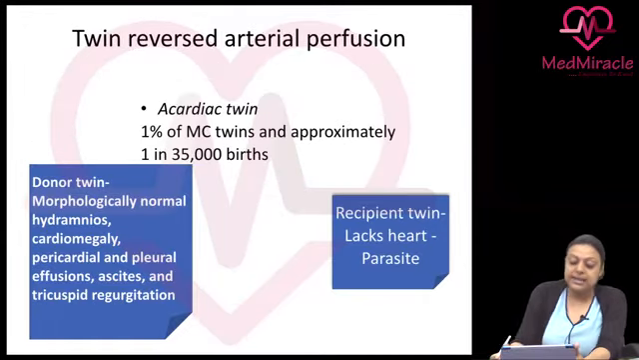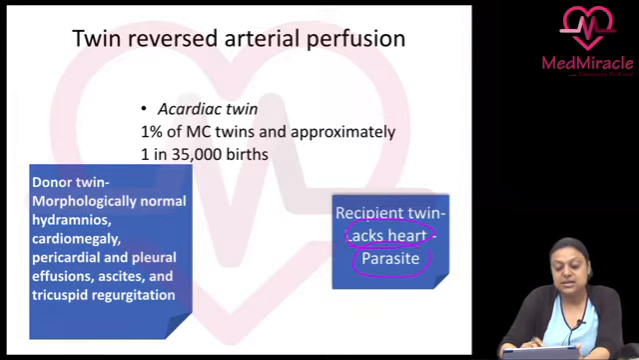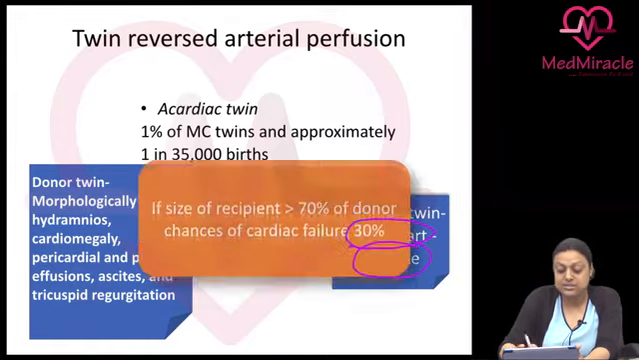Then let's come to twin reversed arterial perfusion. Here it is also known as acardiac twin. So it occurs in 1% of the monochorionic twins. The donor twin is morphologically normal, hydramniotic. There is cardiomegaly, pericardial and pleural effusions, ascites and tricuspid regurgitation. However, the recipient twin lacks the heart and is a parasite. So this is known as twin reversed arterial perfusion sequence. If the size of the recipient is more than 70% that of the donor, chances of cardiac failure are high in the donor twin. So basically what is happening, let me explain to you.